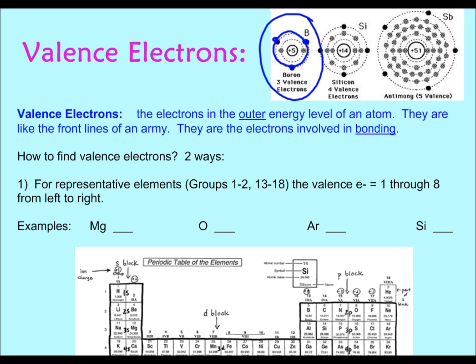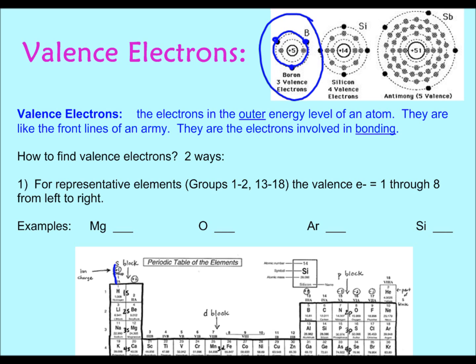Okay, so how to find valence electrons? Just to refresh your brain a little, there's 2 ways that we covered. The first way, it says for representative elements, groups 1 through 2 and 13 through 18 on the periodic table, the valence electrons are 1 through 8 from left to right. So what do they mean by that? Okay, remember there's a trend on your periodic table. So this first column here, starting with hydrogen, going all the way down, has 1 valence electron.